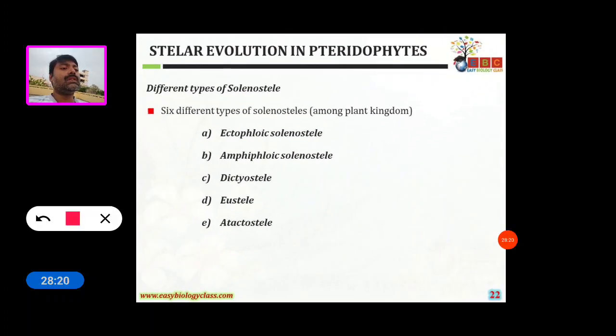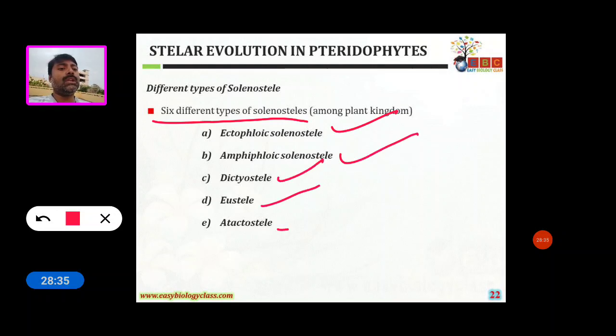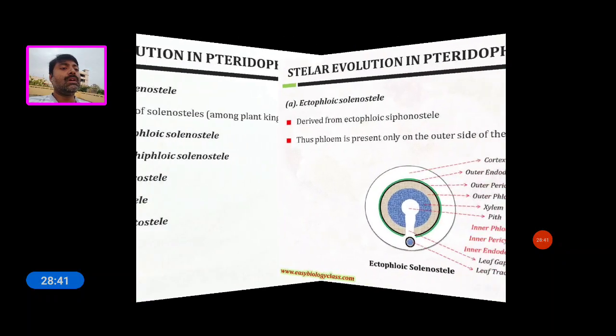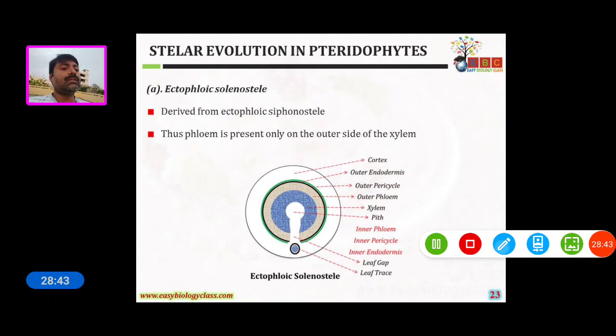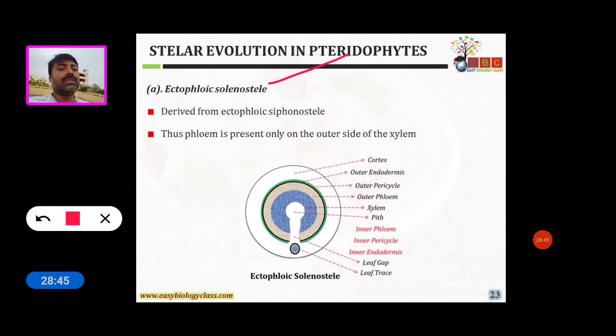Solenostele has the following types. There are 6 different types of solenosteles among the plant kingdom. The first one is the ectophloic solenostele, amphiphloic solenostele, dictyostele, eustele, and atactostele. So these are the 6 types of solenostele. Now see each one. First one is the ectophloic solenostele. It is derived from the ectophloic siphonostele.